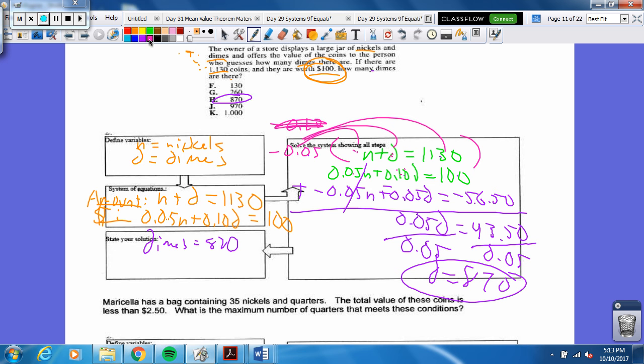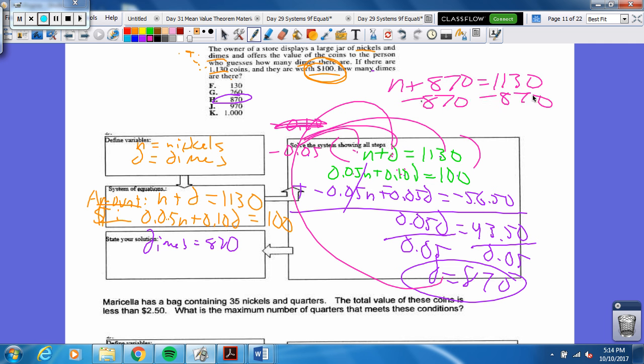But let's figure out the nickels just because. So, let's plug back in here. So, nickels plus 870 equals 1,130. So, subtract 870, and the nickels are 260. There you go. Oh, there's a distractor right there on G. So, nickels, 270 nickels. So 260, my bad. 260. Okay? All right.